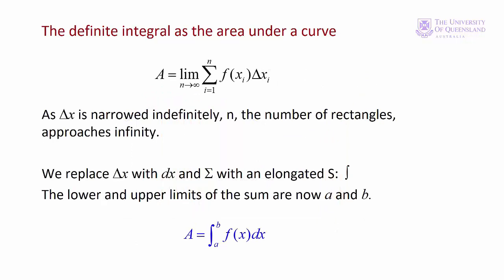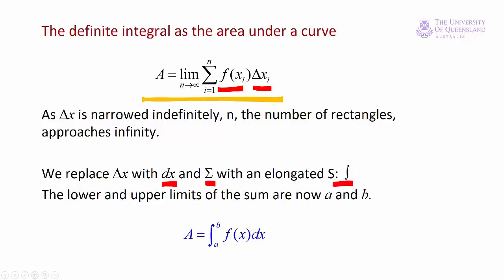I think you can see where this is going. If we increase the number of rectangles, so n approaches infinity, in other words, narrow delta x indefinitely, then the area A is the limit of the sum of those rectangles. We have that here. f of xi is the height of each rectangle, and delta x the width. So as delta x approaches 0, or n approaches infinity, we replace delta x with dx, and we replace the sigma sign with the integral sign.